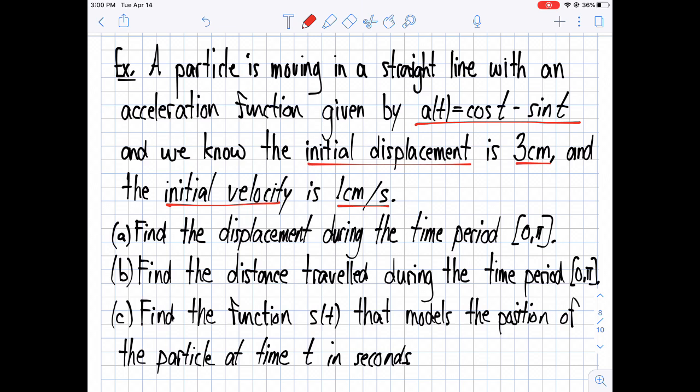Okay, so we want to make sure we get all the information out of the question, and then think about what we're actually looking for. In A, we're going to be looking for the displacement on the interval from 0 to pi. So we know for displacement, all that we're going to look at doing is integrating our velocity function from, in this case, 0 to pi. However, that's a little bit of a problem because we don't know the velocity function. Instead, we have been given the acceleration function. So the first thing we'll have to do is find the velocity function.